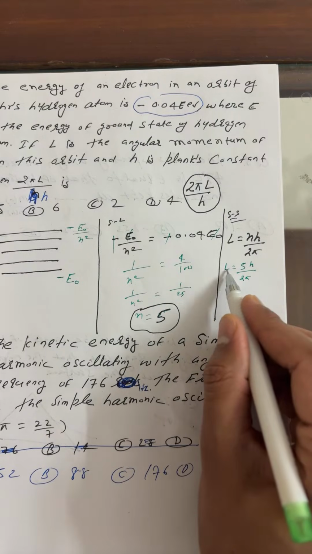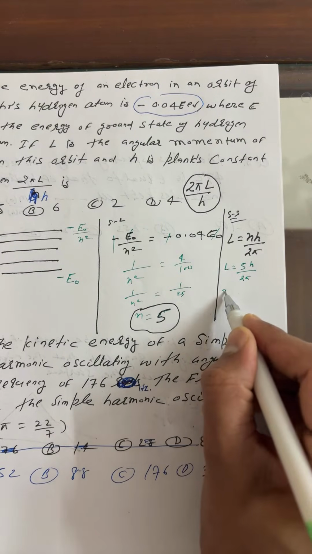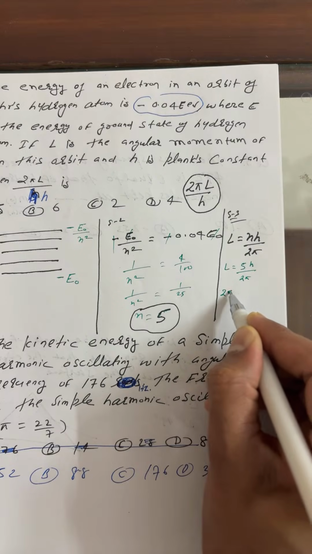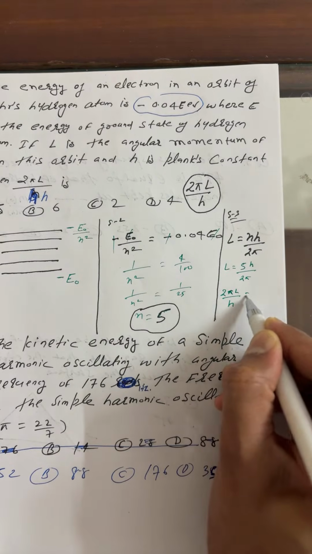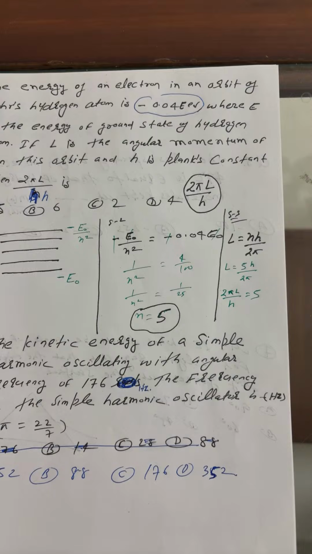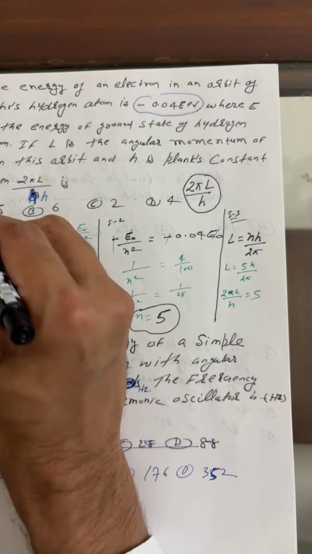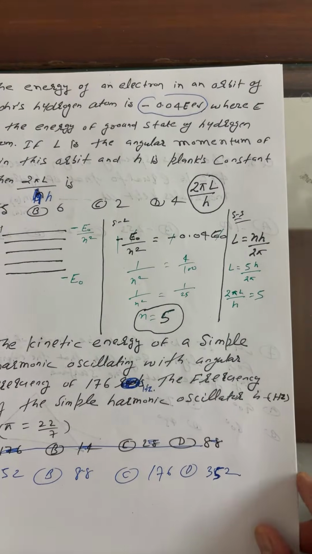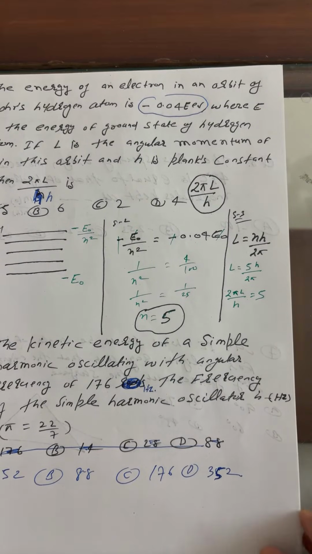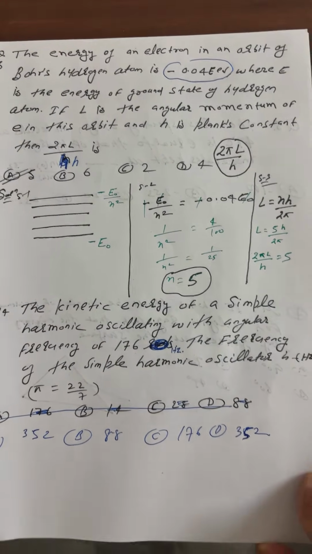So what we wish to find basically is 2 pi L upon h, which is equal to 5. What is your right answer? Student, this is option first, it is correct. Right, my dear. Okay. Now students, just have a look at the next question.